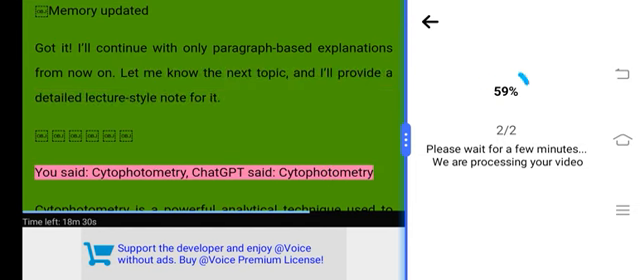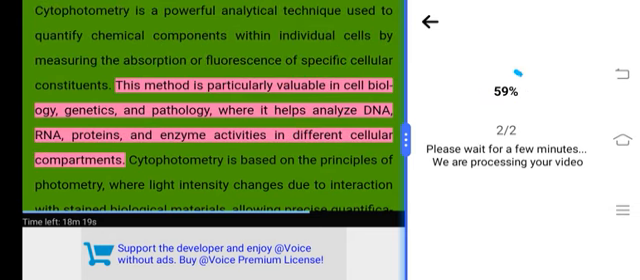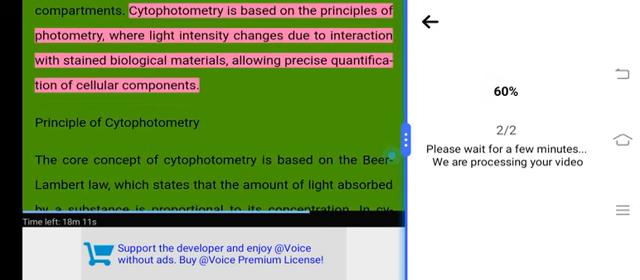You said: Cytophotometry. ChatGPT said: Cytophotometry. Cytophotometry is a powerful analytical technique used to quantify chemical components within individual cells by measuring the absorption or fluorescence of specific cellular constituents. This method is particularly valuable in cell biology, genetics, and pathology, where it helps analyze DNA, RNA, proteins, and enzyme activities in different cellular compartments. Cytophotometry is based on the principles of photometry, where light intensity changes due to interaction with stained biological materials, allowing precise quantification of cellular components.